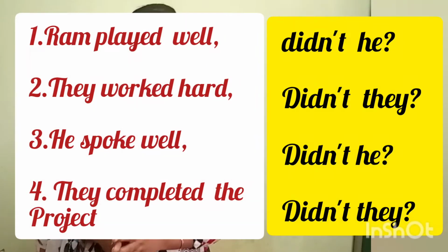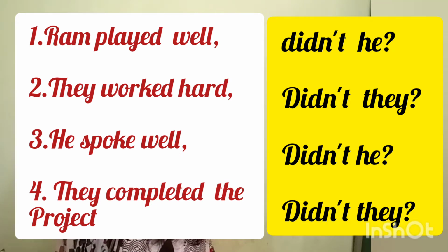Now let's look at the example sentences. Ram played well. So played வந்து past tense. அப்ப என்ன எழுதுவோம்? Didn't he, because Ram is a boy. Sentence number 2. They worked hard. Worked, it is a past verb. So you have to write didn't they. So they தான் அங்க subjectல இருக்கு.